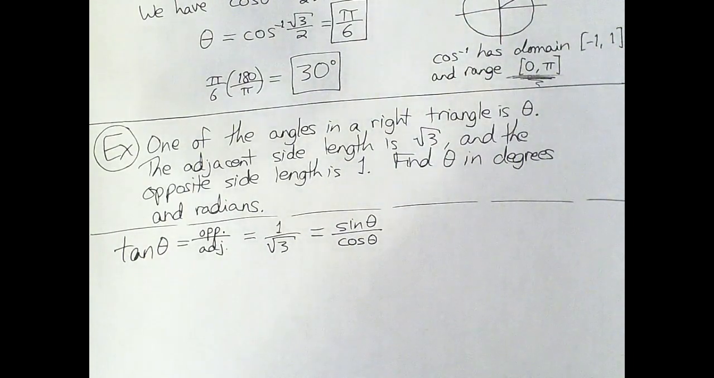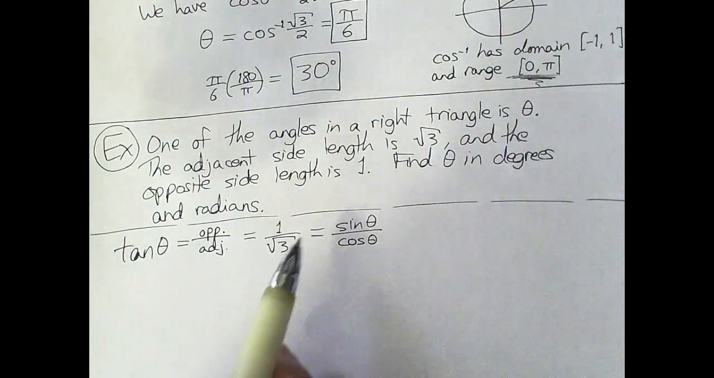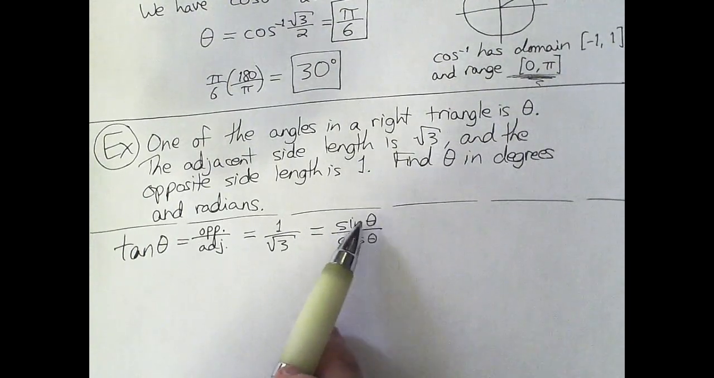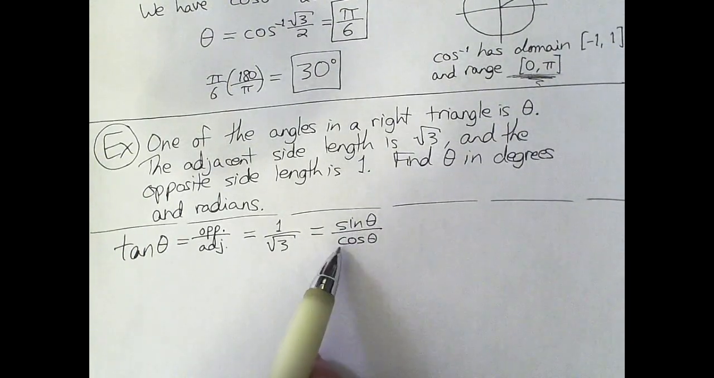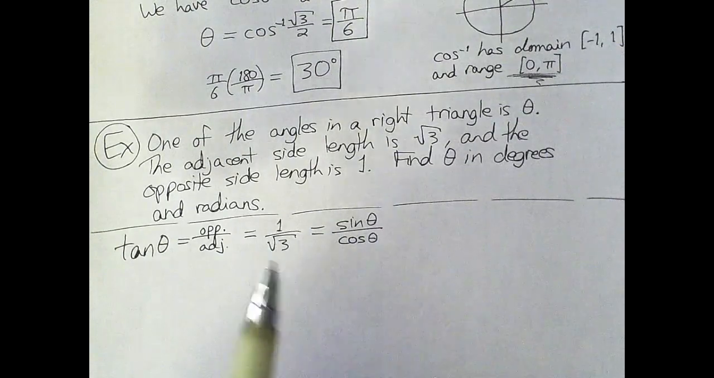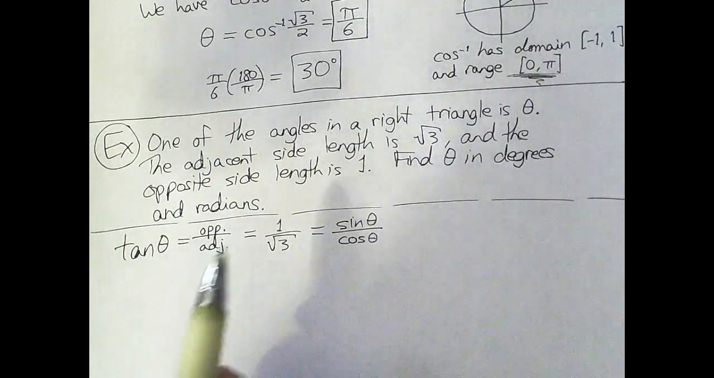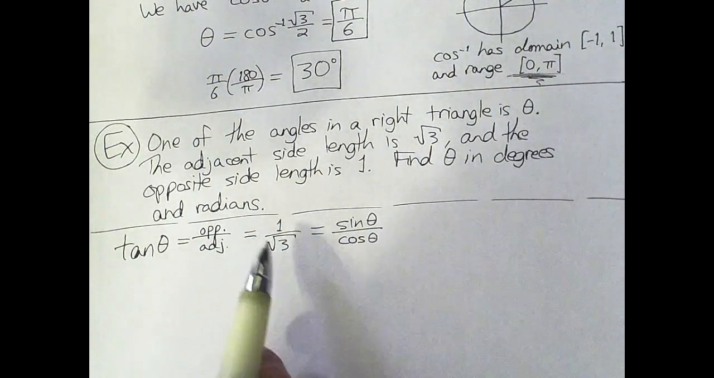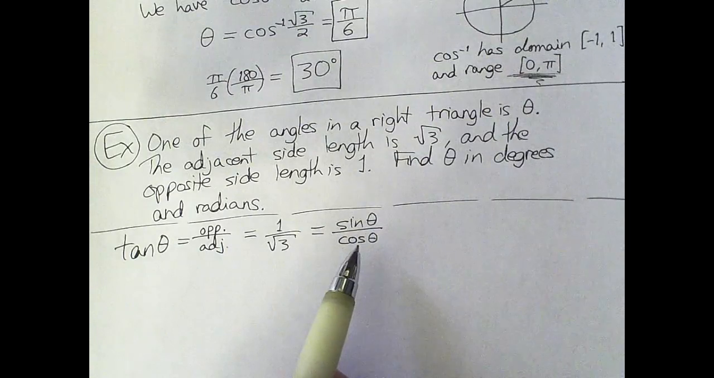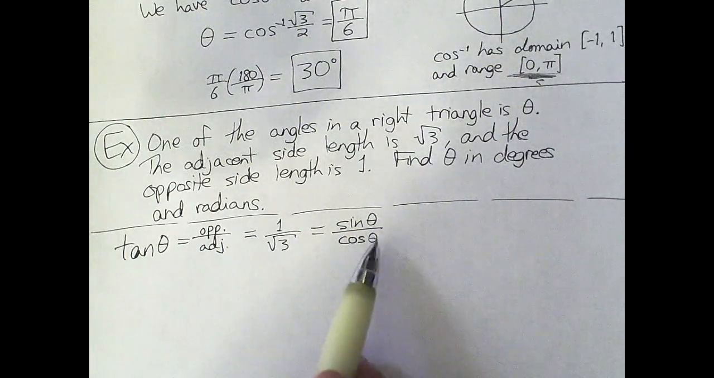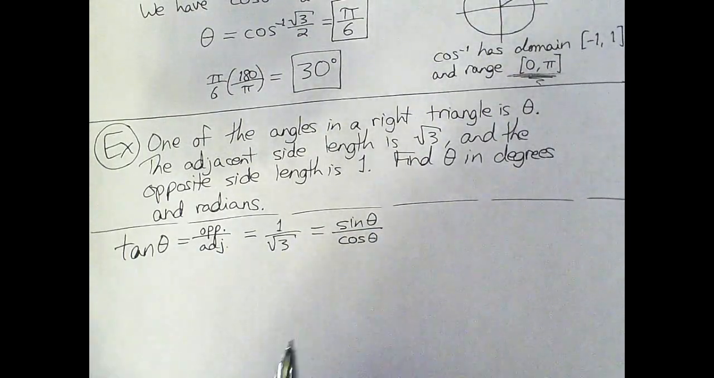Do we know a value of theta that when I do sine of it over cosine of it, I get 1 over the square root of 3? It's a little tricky. You might have to try a couple of different values. But I think to myself, where does the square root of 3 show up in trig? Like, where does it show up for cosine? How about this?